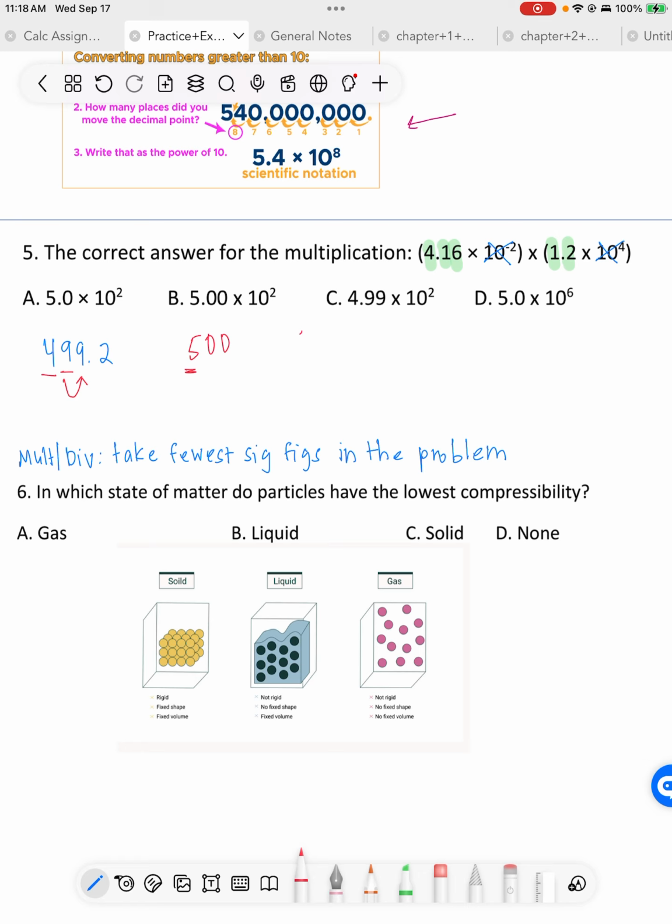So we want to go to 2 significant figures. Let me just write that down so we don't forget. Here's our decimal. We're going to move our decimal to the left, 1, 2. Okay, that gives me 5.0 times 10 to the 2nd power, +2 because we went to the left. So now we have 2 significant figures. We don't count these as significant figures. And so our answer is 5.0 times 10 to the 2. And that would be A.